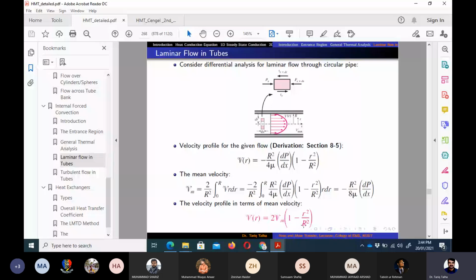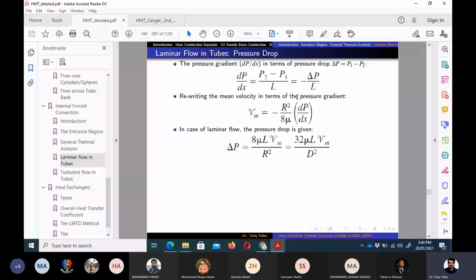Here small r is a variable which is 0 at the center line, and it is equal to R at the pipe surface. From here we can write the velocity in terms of pressure drop, and then pressure drop can be related with the mean velocity by this relation. And then we know that the Darcy friction factor can be related with the pressure drop by this relation. Here it should be rho, not mu.